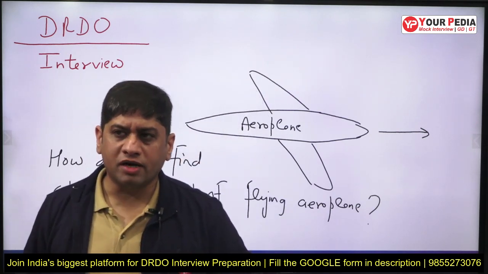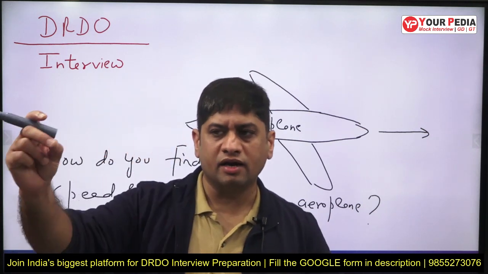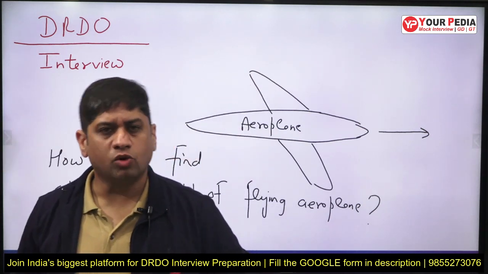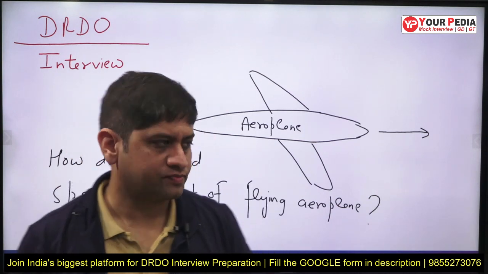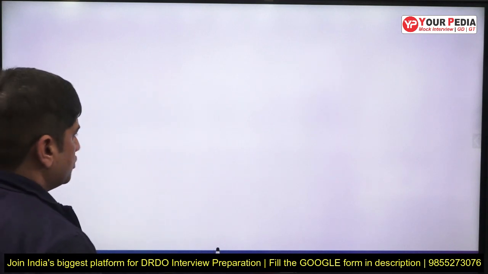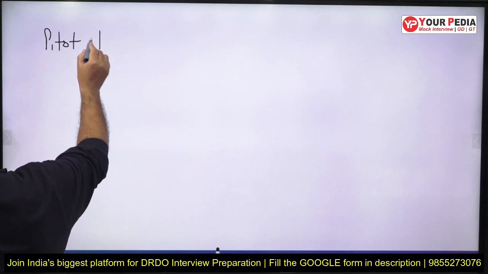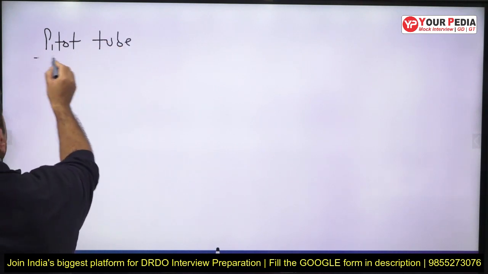Now what devices do you use to find out the speed and height of the aeroplane? Both the devices are from fluid mechanics. Now that was a question which was asked, and there is something which is called pitot tube. You know what principle it is based upon?